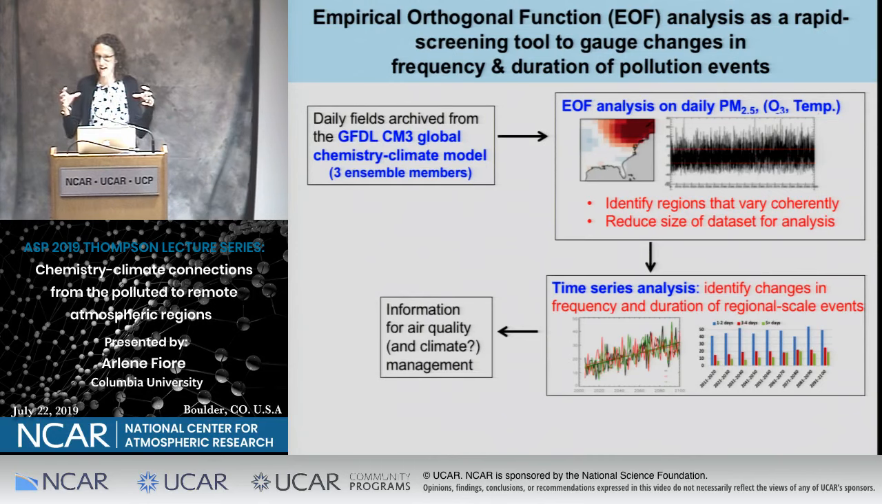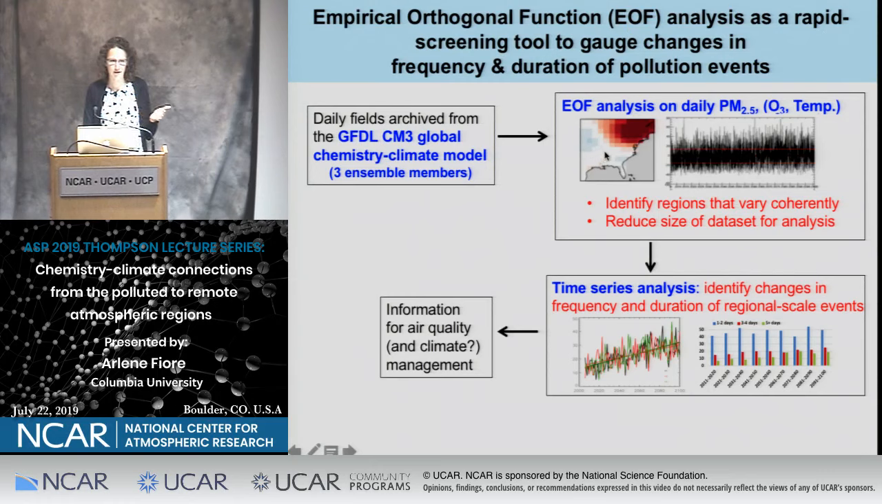So instead of having time series in every single model grid cell that I need to think about in terms of how these pollution events are changing, I can have a few regions that vary cohesively together and then analyze the time series for that region. So it's really a data reduction exercise. And then we can do whatever kind of time series analysis we would like on these principal components, or the time series that tells us how strongly expressed this particular EOF pattern is.